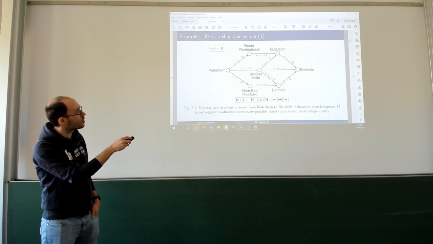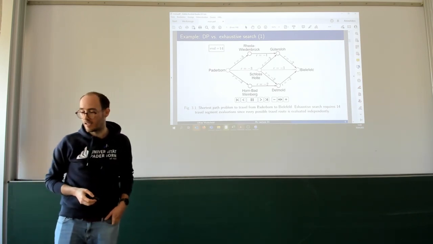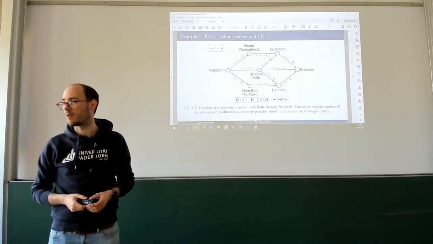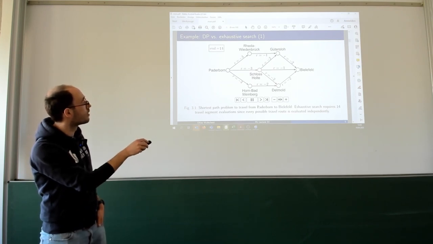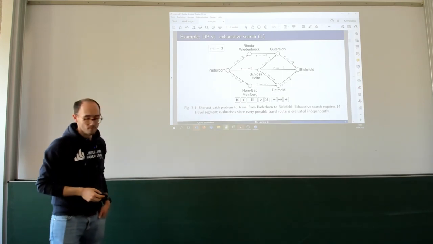These rewards, which we have indicated here at the edges of this simplified MDP, would then relate to the distances or to the time which is needed to get from Paderborn to Schloss Holte and then to Bielefeld, or here from Paderborn to Rheda-Wiedenbrück and so on.